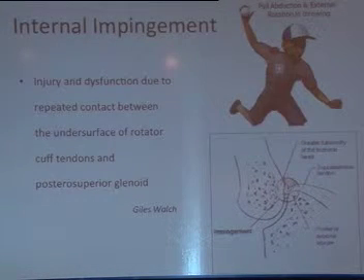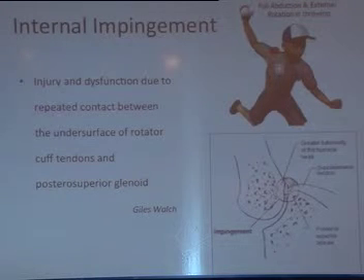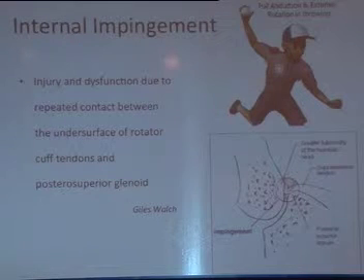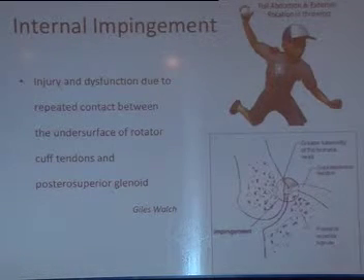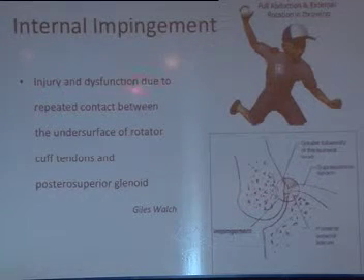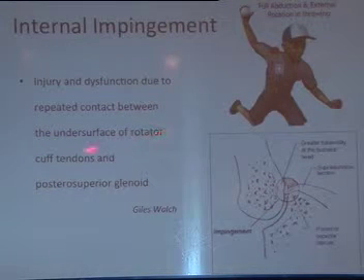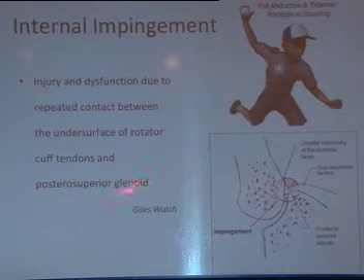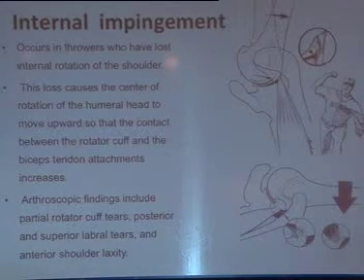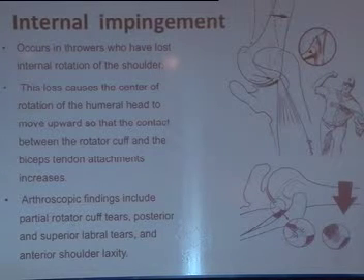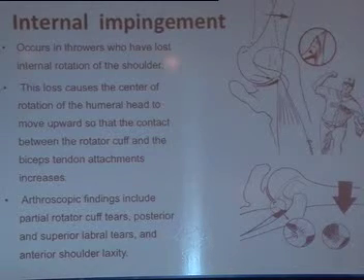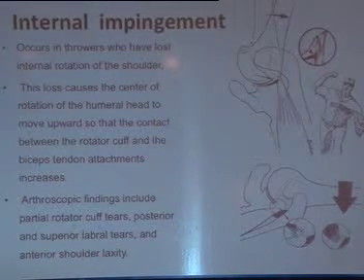Lastly, coming to internal impingement, Dr. Samantha has already spoken about this. This is an entity which is described by Gilles Walsh, seen classically in overhead athletes. The problem here is not the superior surface of the cuff, it is the undersurface of the cuff. So injury and dysfunction due to repeated contact between the undersurface of the rotator cuff tendons and the posterior superior glenoid, which happens whenever you're getting your hand into abduction and external rotation. So this is classically seen in those patients who are doing a lot of throwing activities. So cricketers do present with this, especially those who are fielding in the outfield.